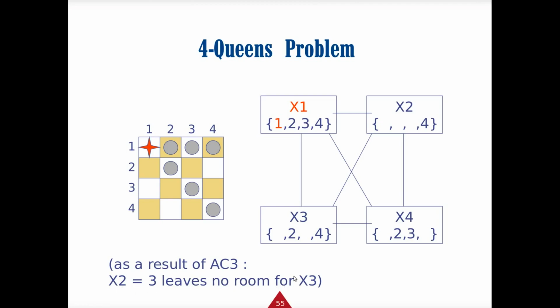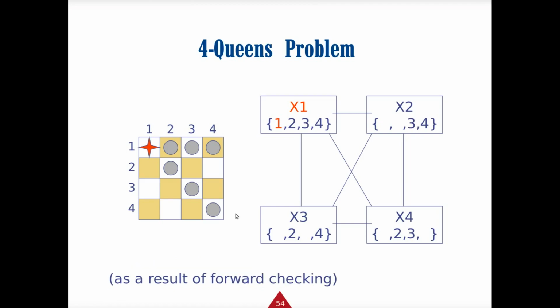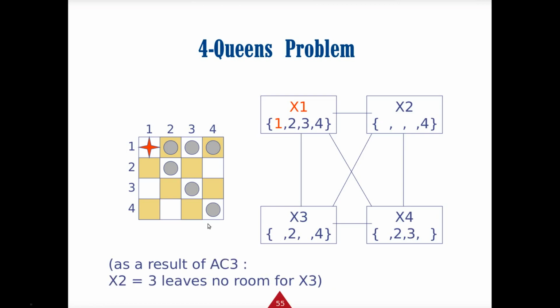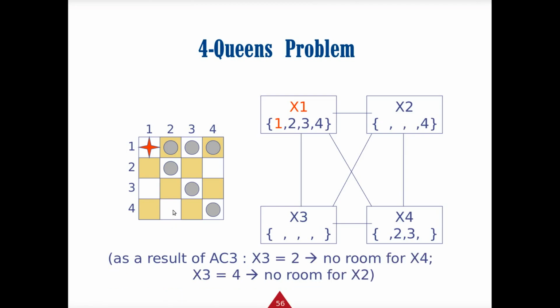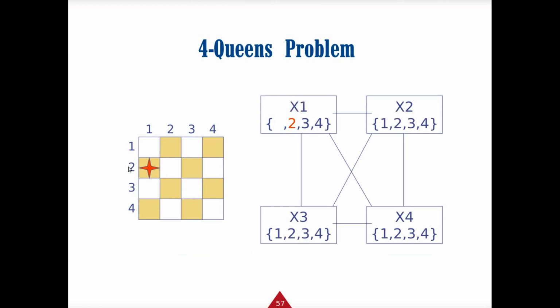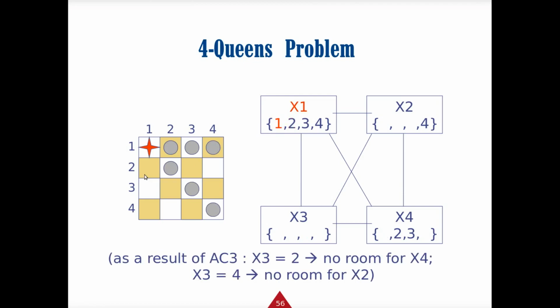The reason for that is, if you notice, X4 also has 3 in it. So basically it's going to say, okay, now I'm going to put this one in 4. And then if you propagate that forward, as a result, by AC3, X3 has no room for X4, and X3 has no room for X2. So I'm going to try it again. So it's saying, okay, I'm going to look forward and see if it has this, and it gets rid of all the options.